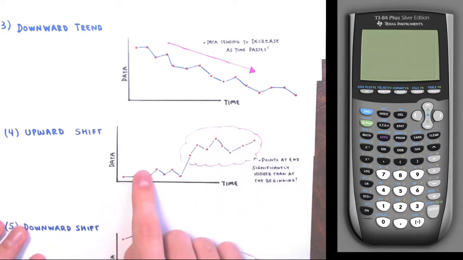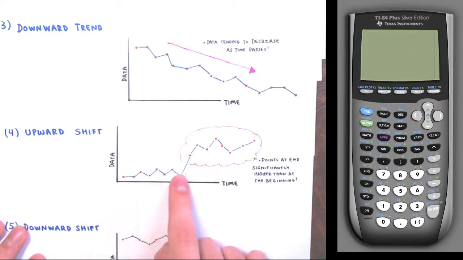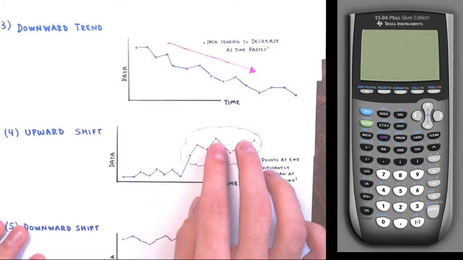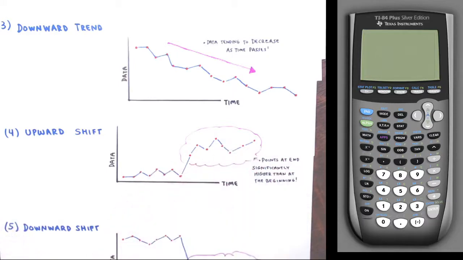So you see all these data points in the beginning have a low average or a lower average, and then the data points at the end have a much higher average, telling me that something shifted in the process. Something occurred in this process that threw it out of whack. All right, threw it out of control.